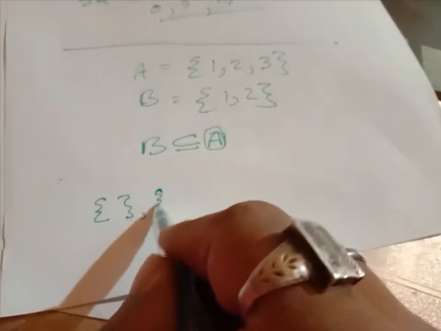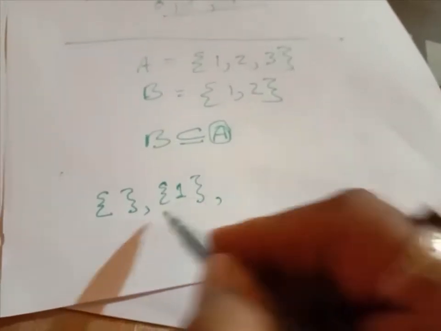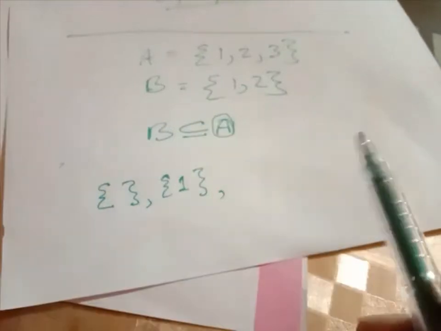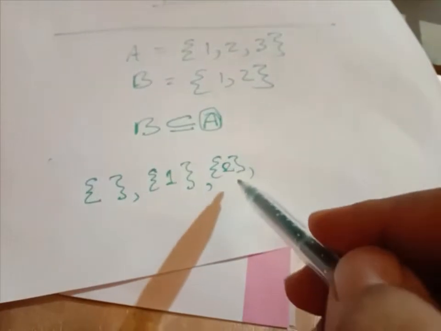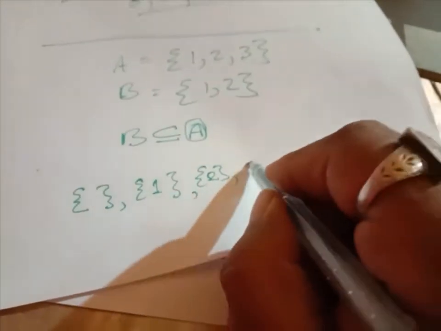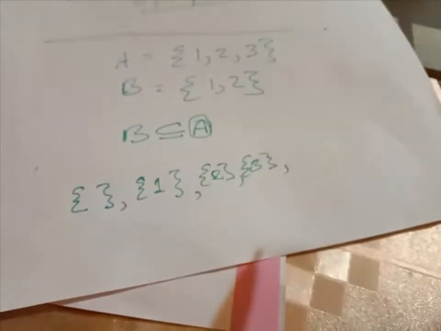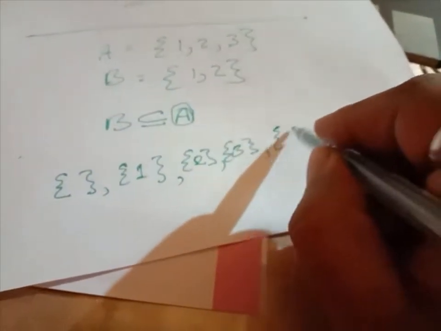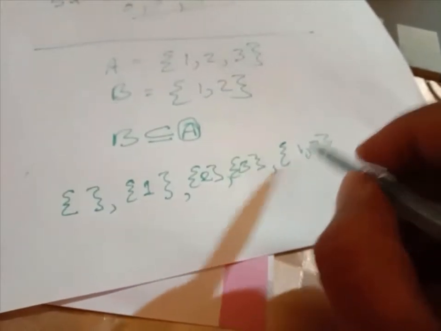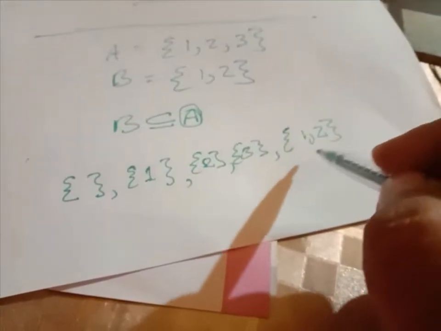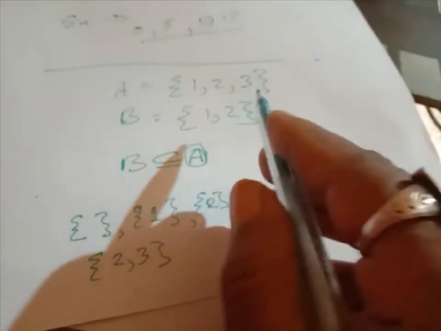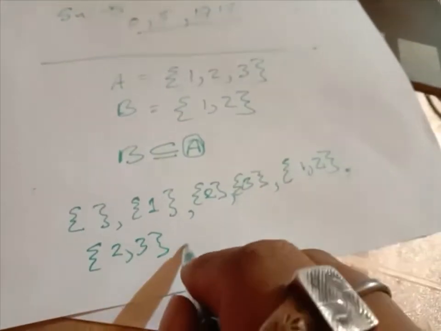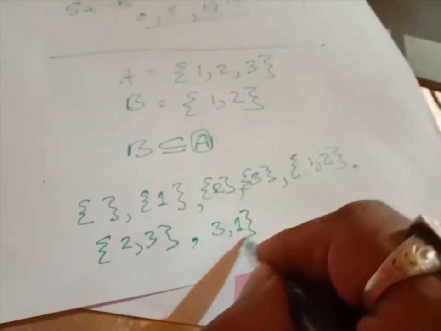Then this is a subset of A because every element is present in A. Then this set is also a subset of A because this element is present in A. Then this will be another subset of A. Moving on, 1 and 2. This is a subset of A because all the elements of this set are present in A, comma 2, 3. All the elements here are also here, so this is a subset of A. Again 3, 1 or 1, 3. You can write both ways.